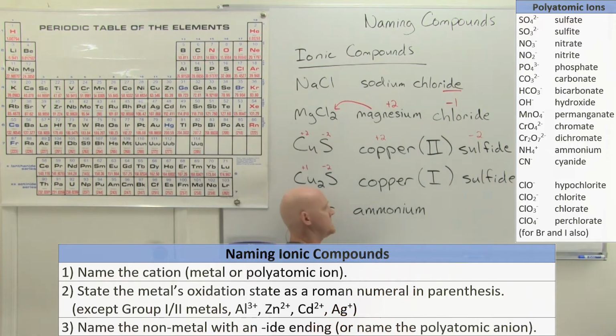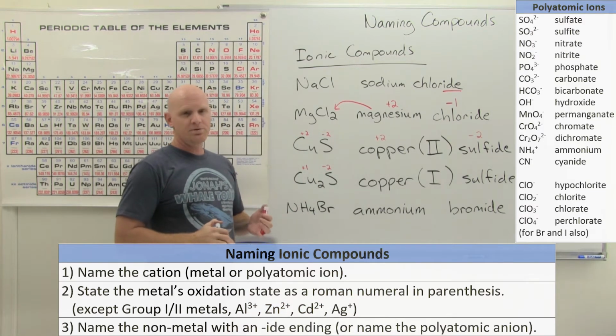Cool. And when you've got a polyatomic cation here, it's not a metal, and so you don't have to worry about rule number 2 because it's not even a metal. Rule number 2 only applies to metals that are not group 1, not group 2, not aluminum, not cadmium, not zinc, not silver. So cool. So don't have to worry about rule number 2 either. And in this case, the nonmetal bromine, but again with an IDE ending, and this is ammonium bromide.